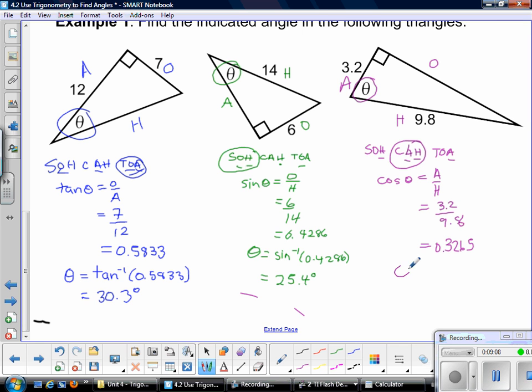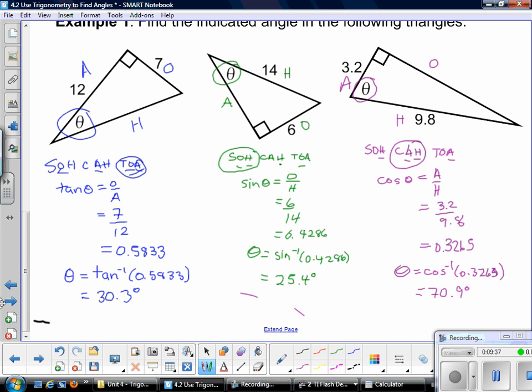Now to find my theta, I need to tell my calculator to take the cos inverse of the ratio to get my final answer. And when I do that, that's a 5 by the way, it's going to equal 70, and it's going to round to 70.9 degrees. Okay, so those steps follow through for all of them.